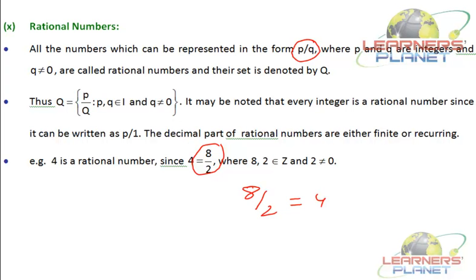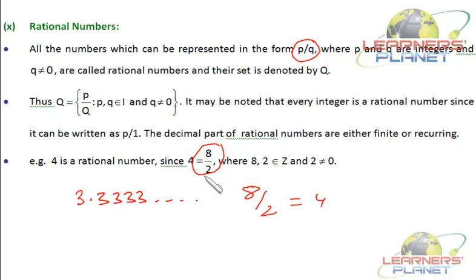Suppose I take one example here: 3.3333 and the series goes on. Now whether this number will be rational or irrational.